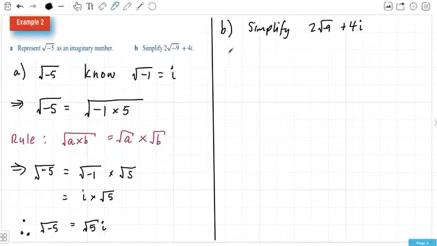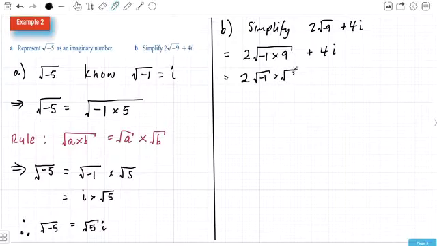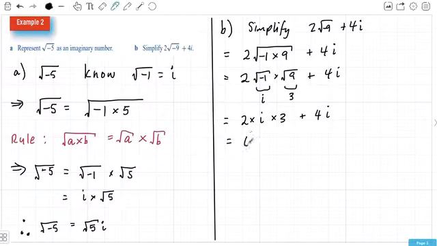So we're going to have that is equal to 2 times the square root of negative 1 times 9 plus 4i. Split up your square root here, so into the square root of negative 1 times the square root of 9, plus 4i. Now we know that this is i, and we know that this is 3. So what we really have is 2 times i times 3 plus 4i. 2 times 3 is 6i. Always put the number in front of the i, it's just the convention.